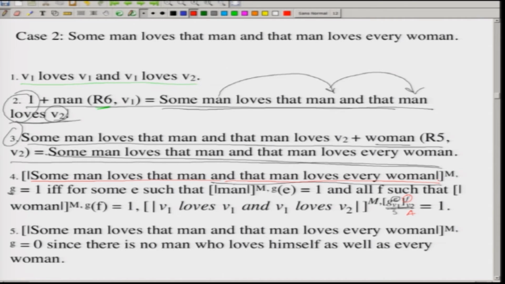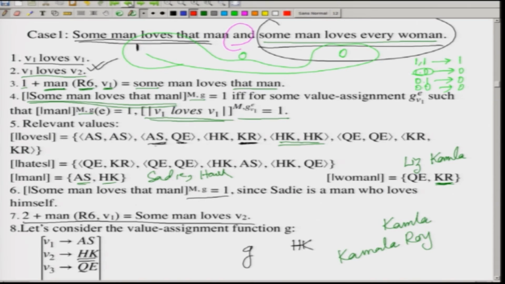So, some man loves that man and that man loves every woman is 0, since there is no man who loves himself and every woman. So, of course, it is not true that some man loves every woman, but we can change the value of loves to make it true.